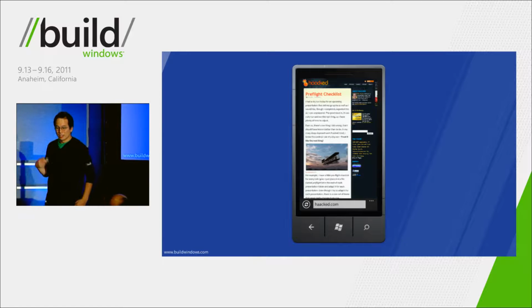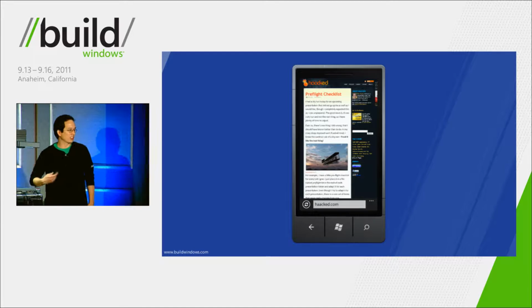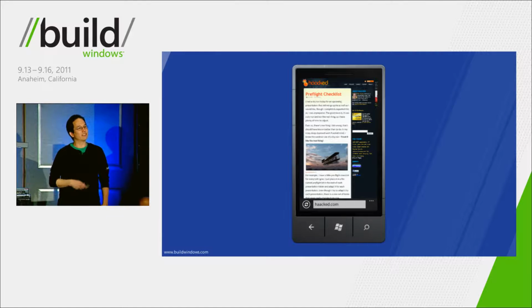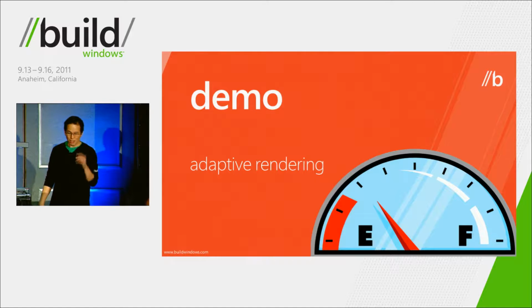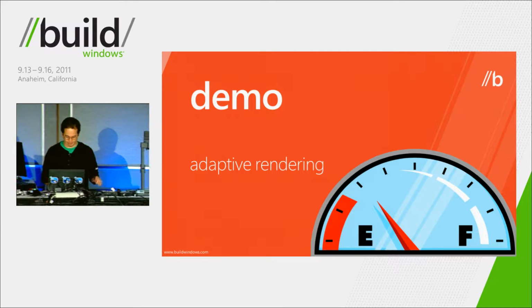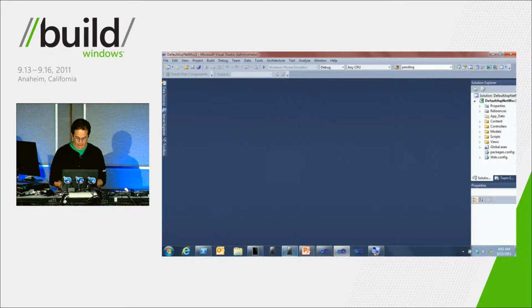And so while it seems like doing nothing is cheap, doesn't cost you anything, it's sort of short-sighted to say that, right? It's costing you in the long run. So for the next demo, I want to show you a technique called adaptive rendering. So let me switch over here.